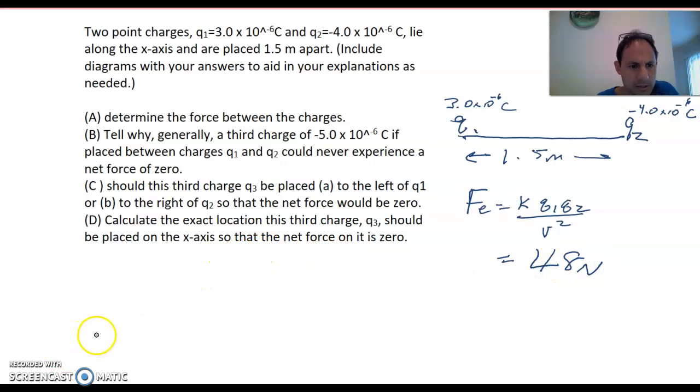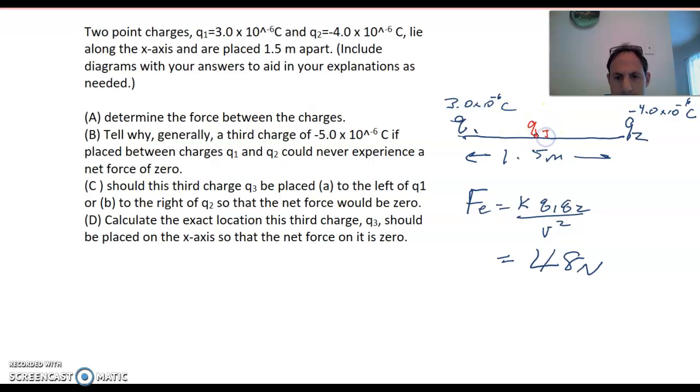And now the next question says, tell why generally a third charge of negative 5.0 times 10 to the minus 6 coulombs, if placed between charges Q1 and Q2, could never experience a net force of 0. All right, so now for part B, we're going to put a charge of negative, let's say Q3.